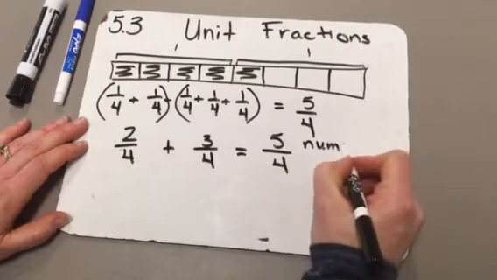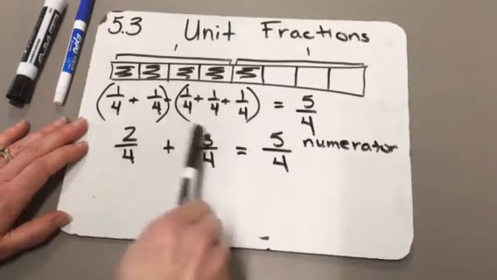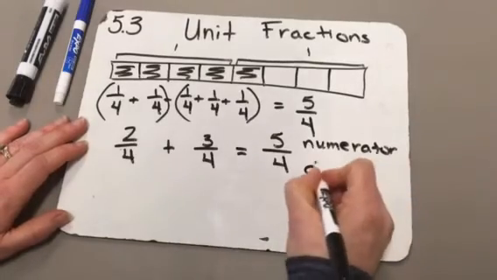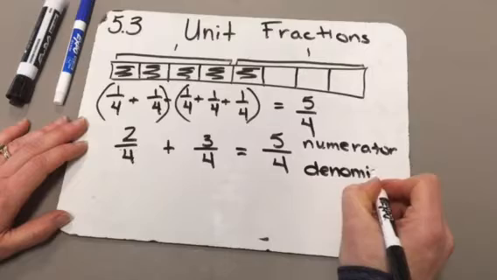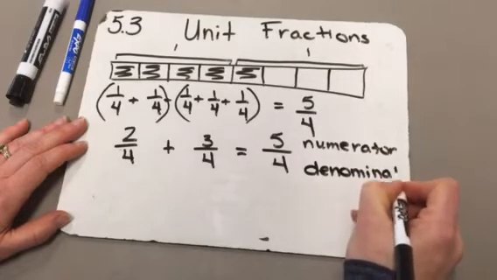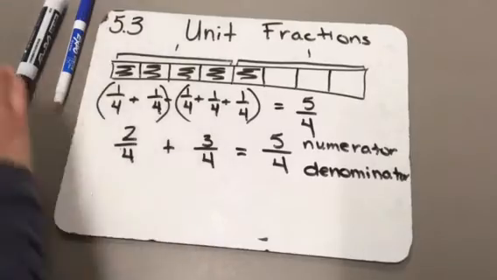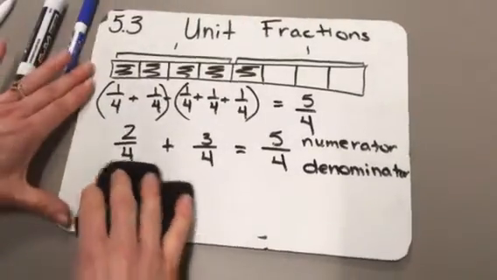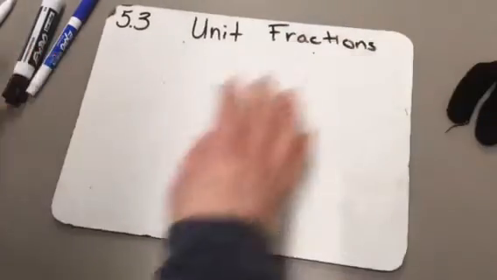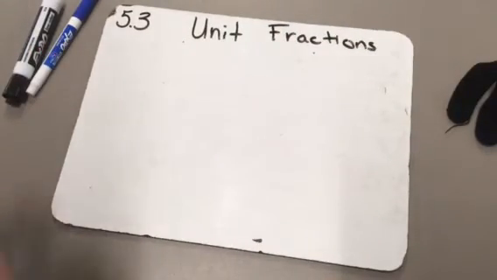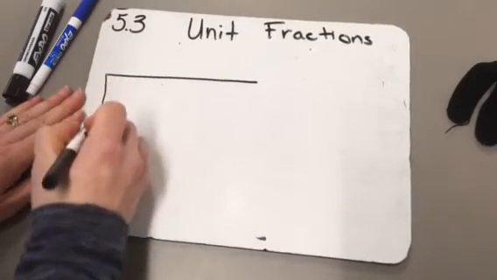The numerator is 5. That's how many pieces are shaded in. The denominator is 4. That's how much my whole is broken into. Denominator. Every time I have to stop, don't I? All right, one last one, and then we're going to call it good, and you guys are going to go off into your book.